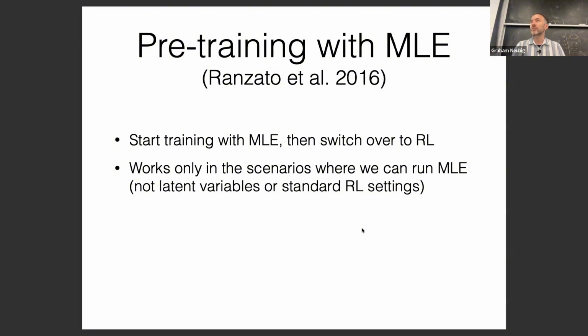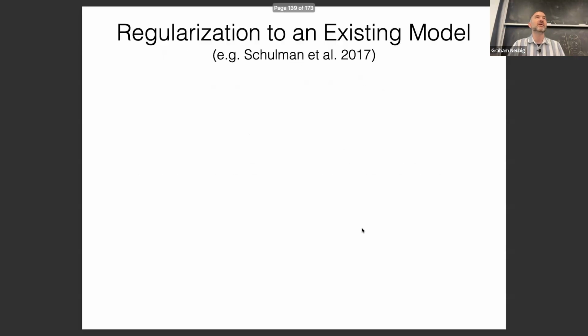Let's say we wanted to generate latent mathematical proofs or something like that, and we had a model that was not trained on any mathematical proof data. Obviously, we can't pre-train with MLE because we don't have any data for it, but in most cases, this should be possible.